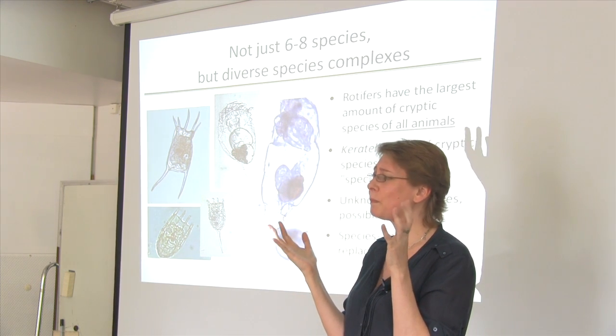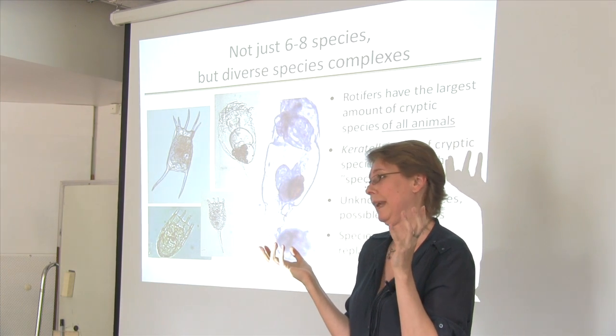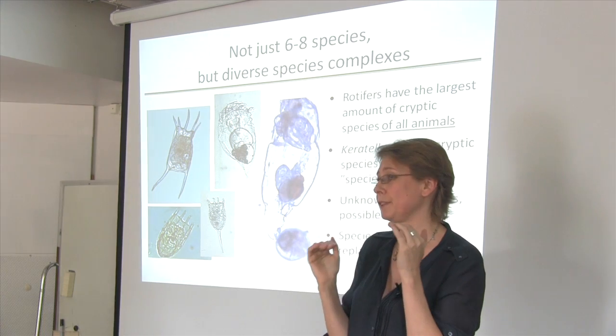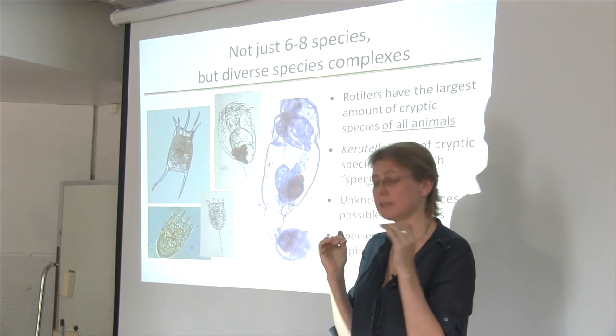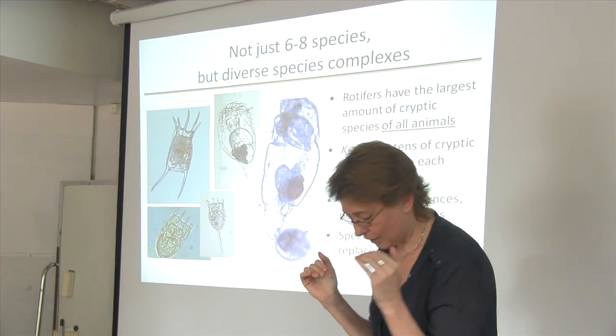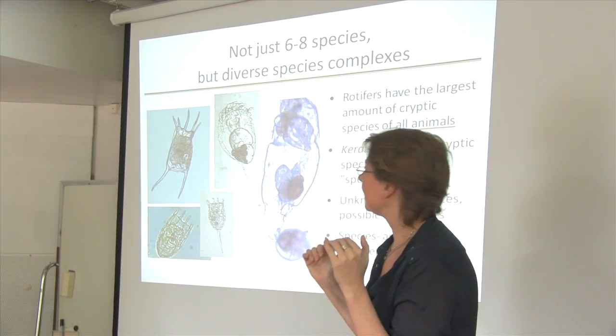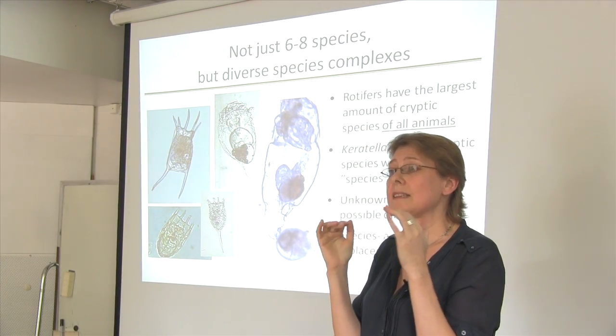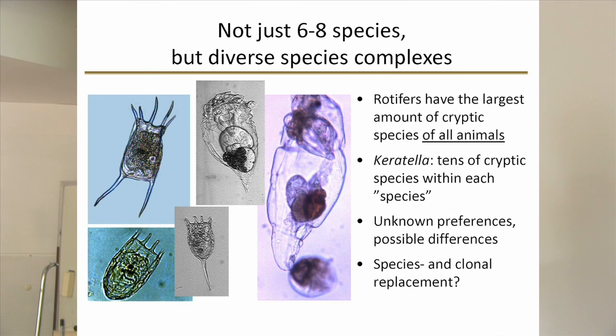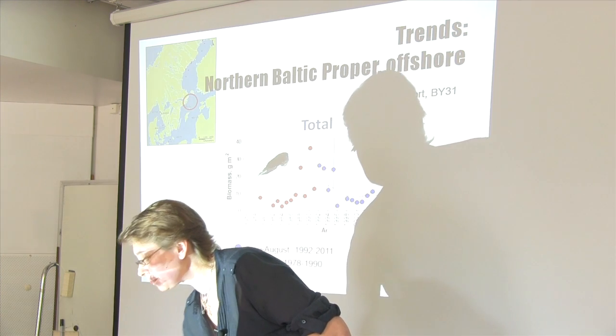We don't know how many they are. And they are different, those individuals that are identified as cochlearis or Keratella. The genetic differences are at the level of species differences. So it's less than 95% similarity in ribosomal genes.